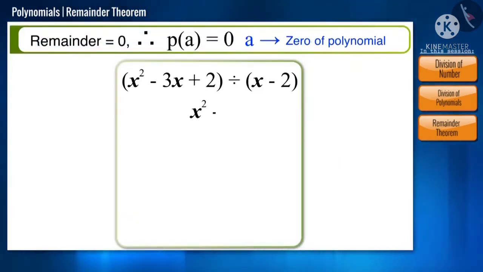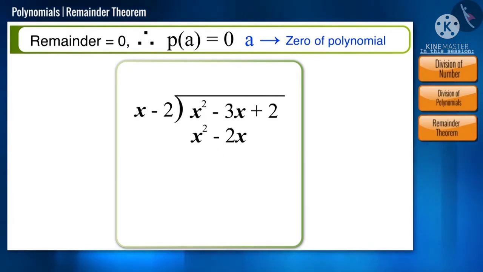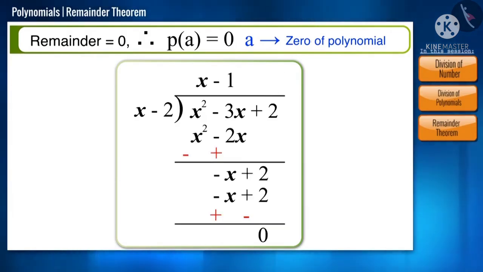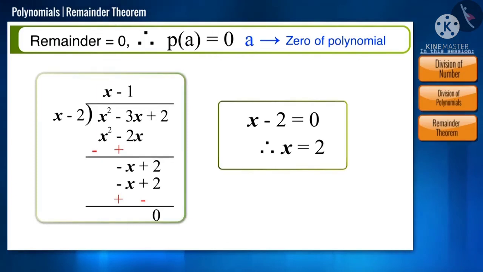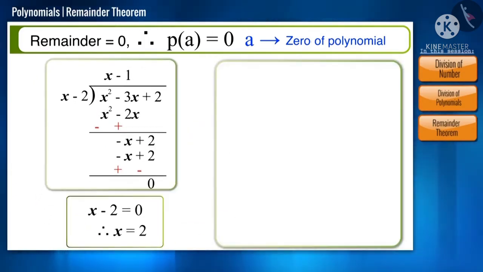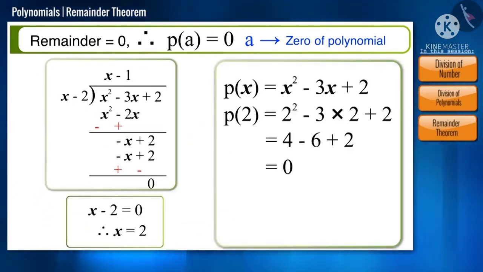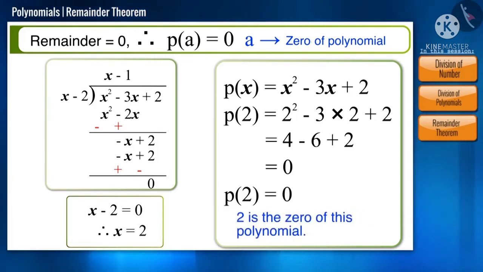Let's look at an example for this. On dividing the polynomial x squared minus 3x plus 2 by x minus 2, we get the remainder as 0. Now, by equating the divisor x minus 2 to 0, we get x is equal to 2 and p of 2 will be 0. That means 2 is the 0 of this polynomial.